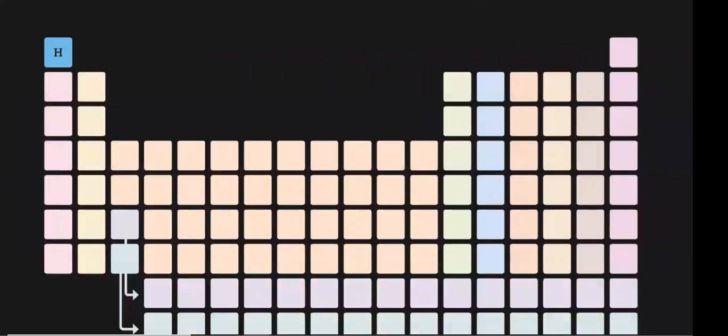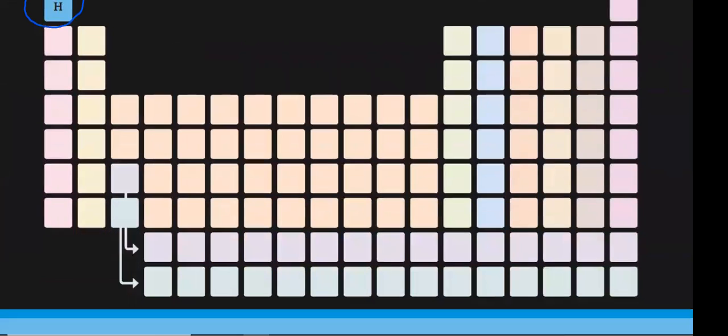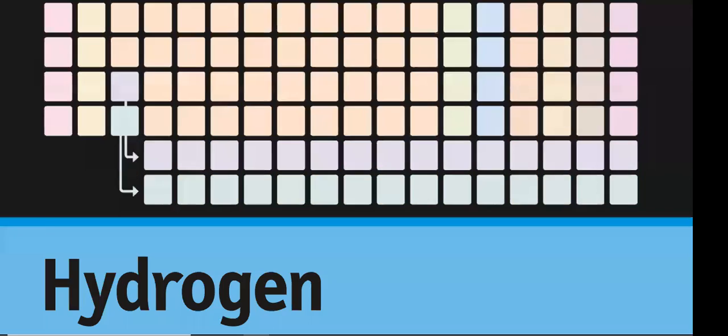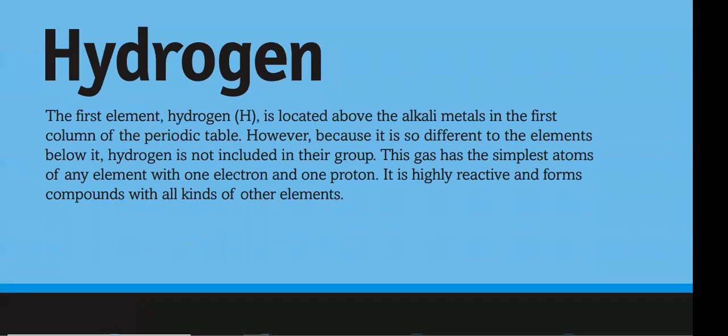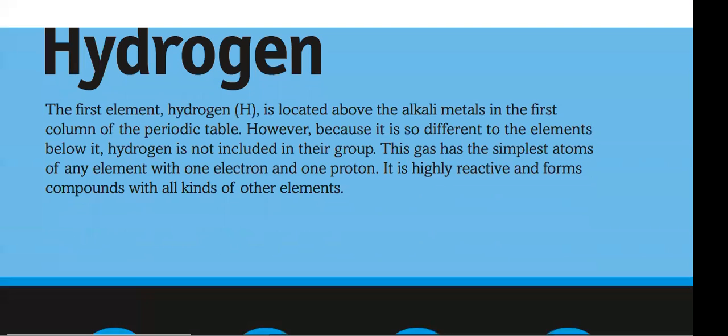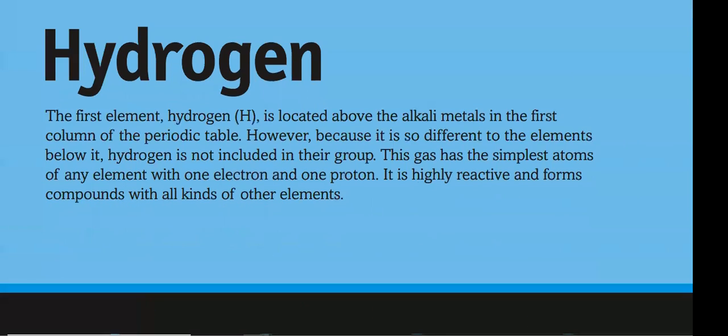This is the hydrogen location in the periodic table. Let us study about hydrogen in this session. Hydrogen actually is the first element, and hydrogen is located above the alkali metals in the first column of the periodic table.